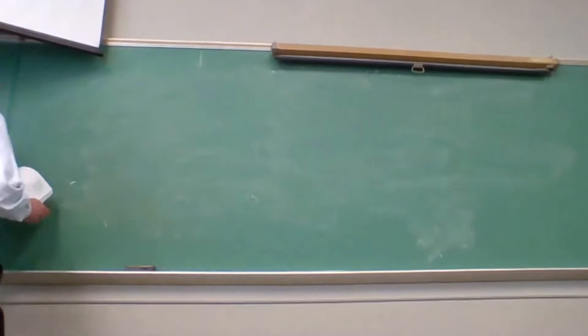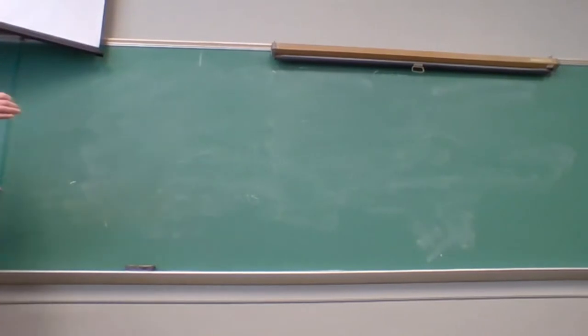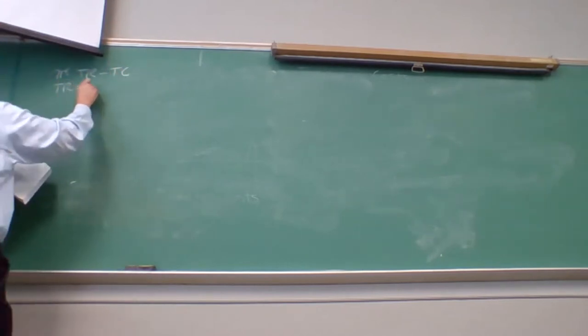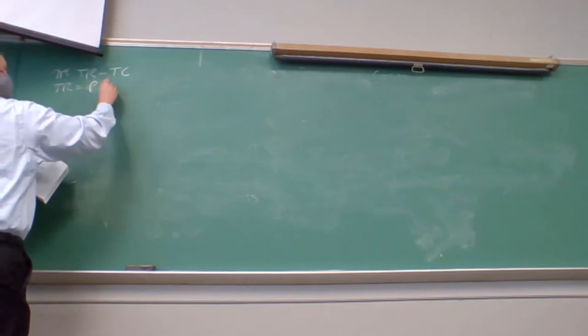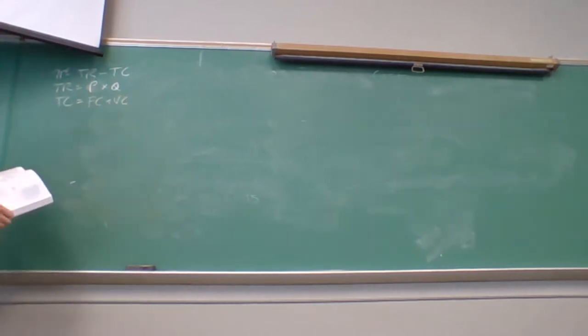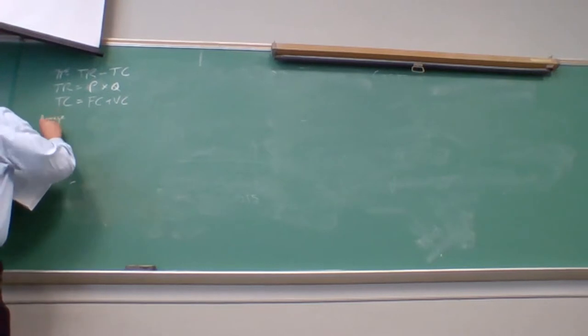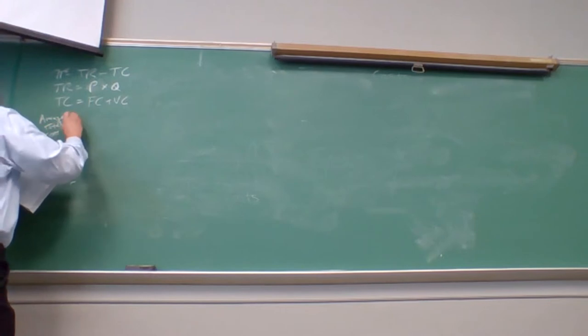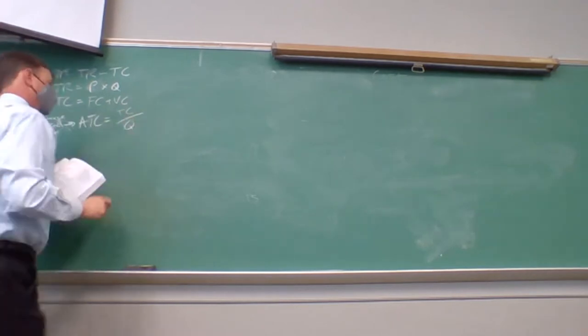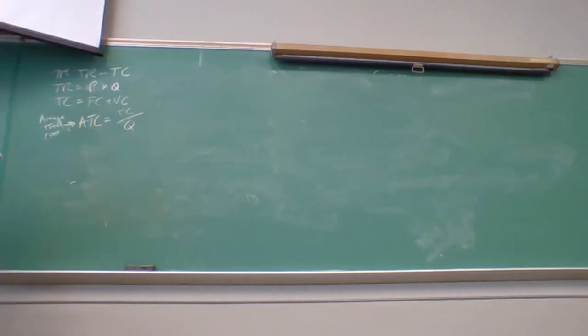Okay, fixed and variable costs. Average total cost. All right. We got all kinds of costs to cover here. We got total cost, fixed cost, and now we're going to start getting some average costs. Profit equals total revenue minus total cost. Total revenue equals price times quantity. Total cost equals fixed cost plus variable cost. Now we have something called average total cost, you'll see it as ATC. ATC is your total cost divided by your quantity produced. Sometimes you might see it as Y. Y is output.